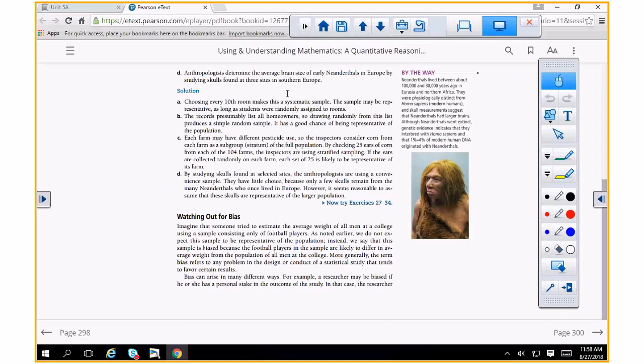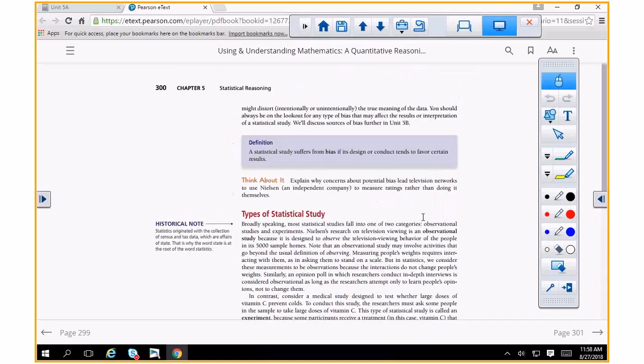And that's why that word right there, bias, is one that you should make sure you write down, because you will see that. All right? Bias. You cannot be biased when you're dealing with statistics. And there's the definition right there.